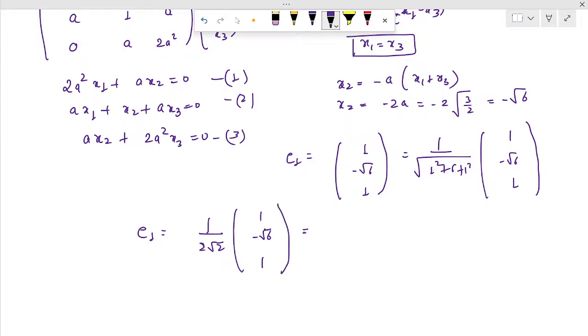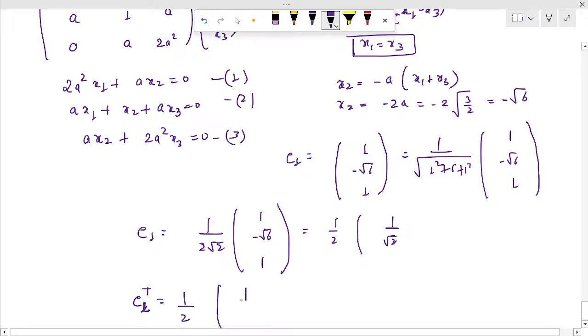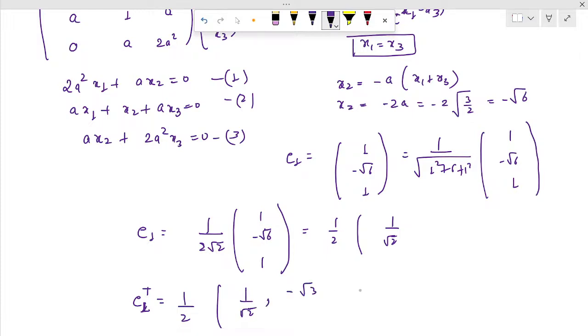Okay. And in the exam, 1 upon 2 was taken common, so I'll write 1 common out. So this is 1 upon root 2. It is in transpose. If I take E1 transpose, then in the examination the options were given in transpose. Don't worry. So the answer would be 1 upon 2, this would be 1 upon root 2, this would be minus root over 3, and then 1 upon root 2. So this was the answer in the examination.